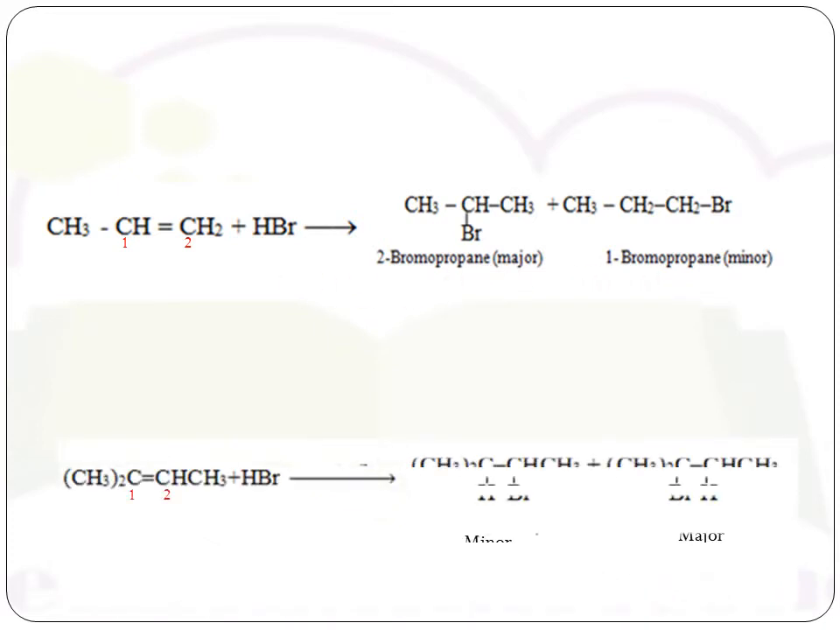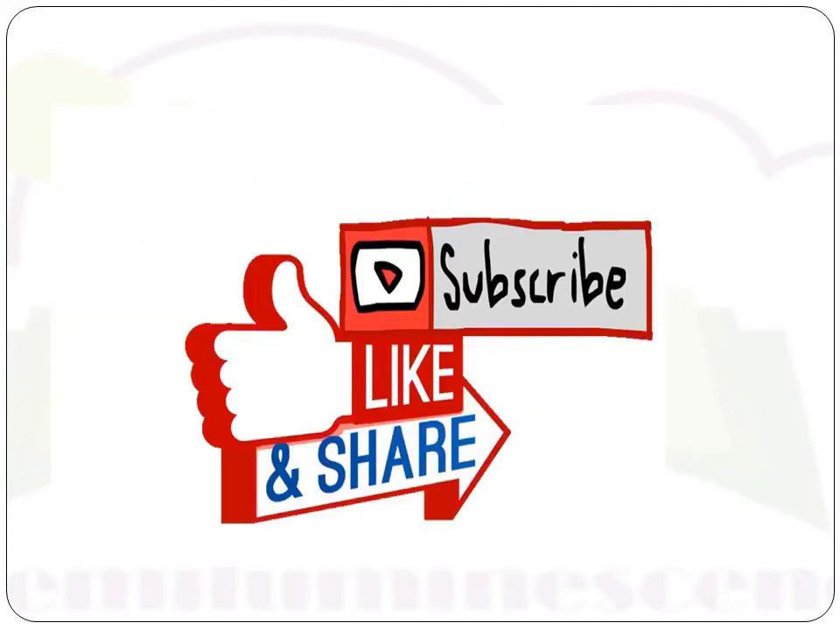In the next example, the same thing is there, that again it is the addition of HBr to this unsymmetrical alkene, the two products are obtained and we can determine the major and minor product by using the Markovnikov rule, because there is no presence of peroxide. If peroxide is present, then we have to determine the major and minor product by the anti-Markovnikov rule, which is also known as the Kharasch effect or peroxide effect. Hope you understood the mechanism of the Markovnikov rule and anti-Markovnikov rule.